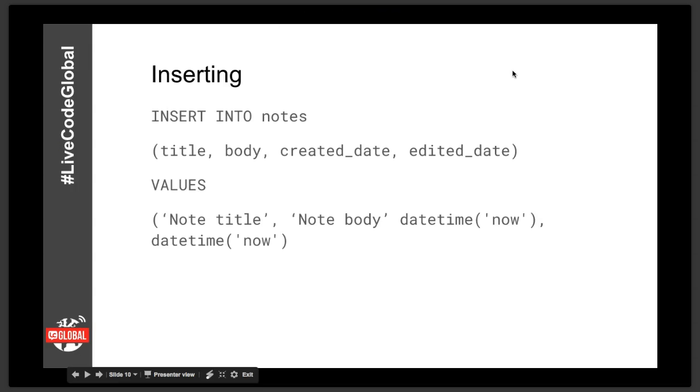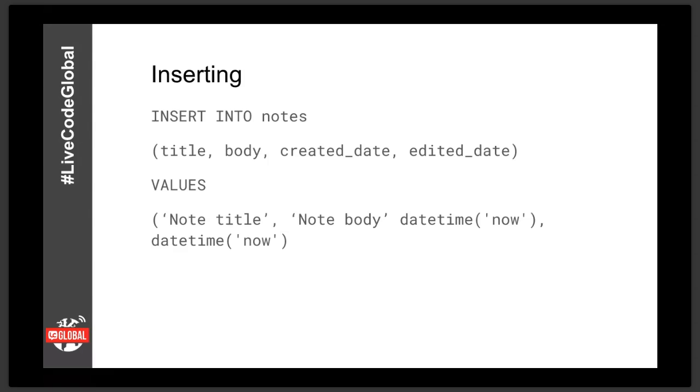So once we've got our database created, we now need to populate it with some notes, some records. And this SQL for doing that is fairly simple. Insert into notes, title, body, created date, edit date. So those are the columns that we're going to want to insert into. So we're going to insert title, body, created date, edited date.